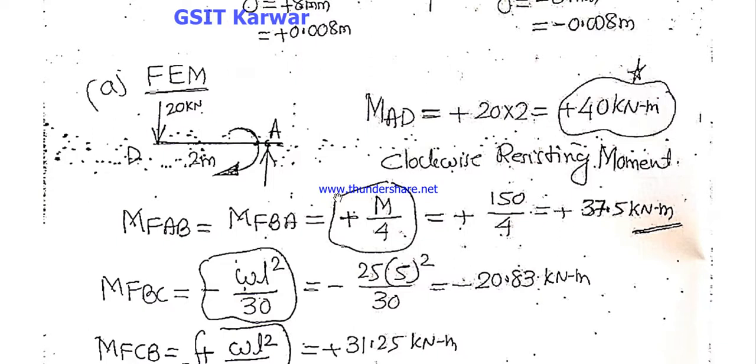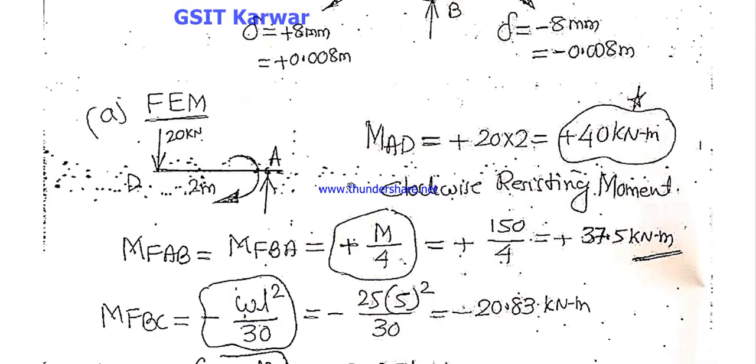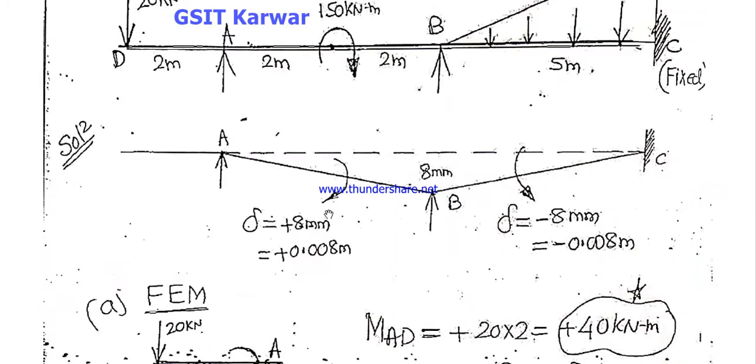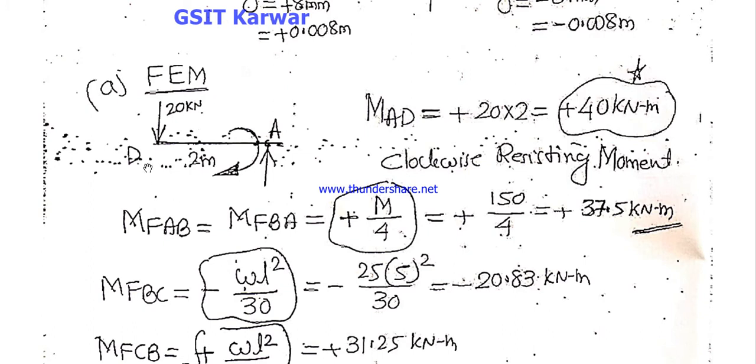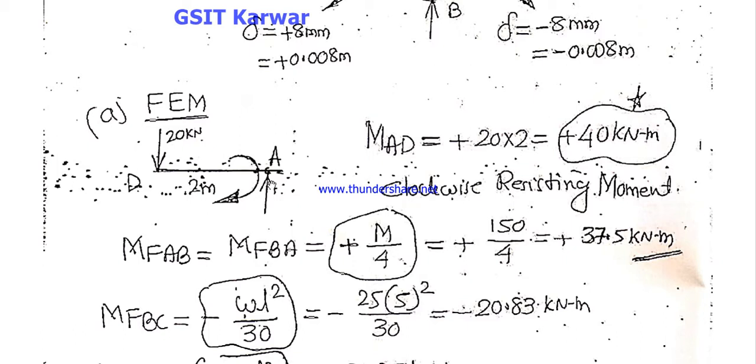After that, what is the first step in the slope deflection method? Calculating fixed end moments. Take one span at a time. Take span DA first; the DA span is the overhanging span. So how do you calculate the fixed end moment? You can directly take the load times the perpendicular distance at point A. That means moment AD is equal to 20 into 2. 20 is the point load and 2 is the perpendicular distance. Then you directly get the moment, that is 40 kilonewton meter.